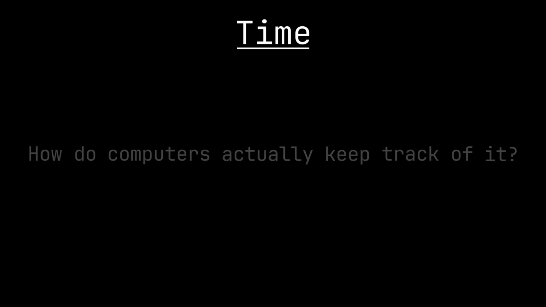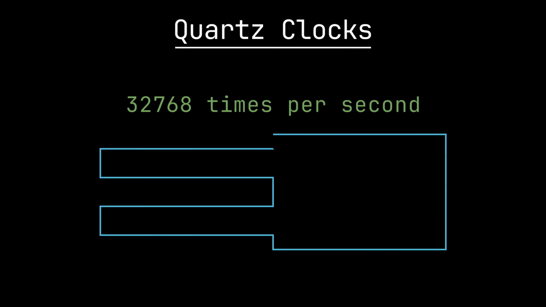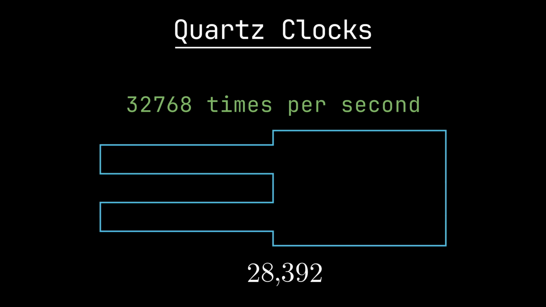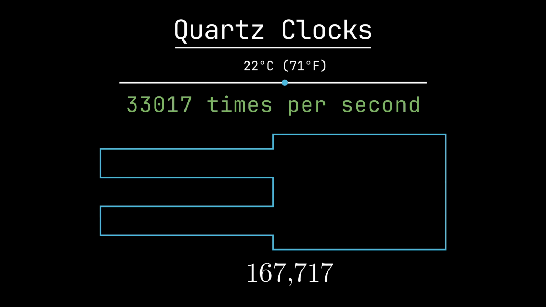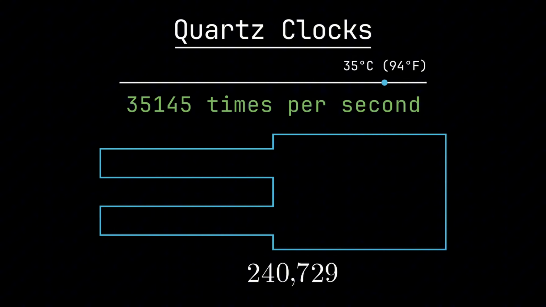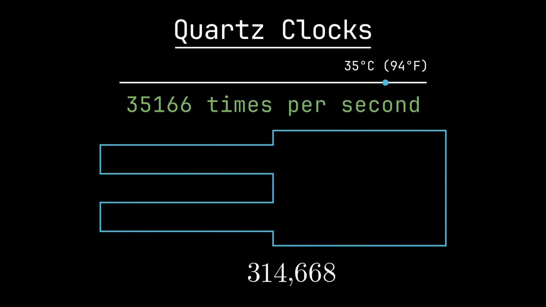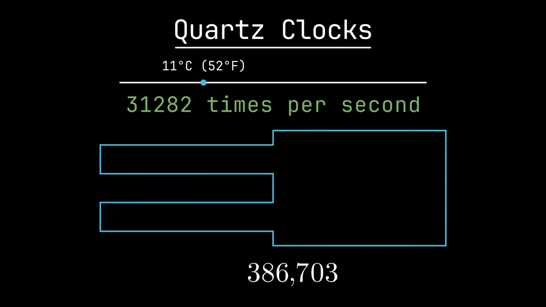In most computers, time is measured with quartz crystals, which are often trimmed and tuned to vibrate at 32,768 times per second at room temperature. This means any deviation from this temperature tends to change the number of times the crystal is vibrating, causing clock drift.